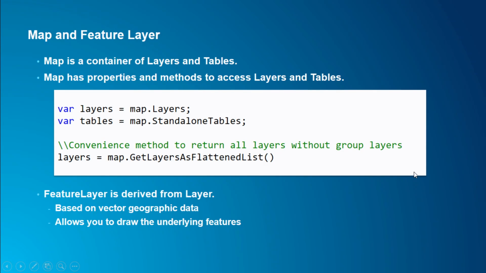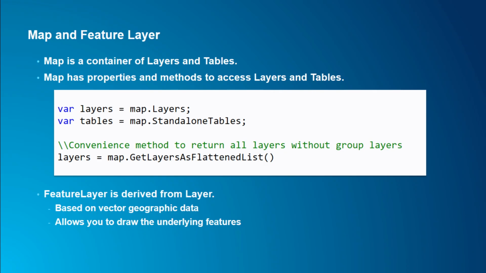Okay, so before I move on to the feature renderer section, I want to recap certain key concepts of the map and the feature layer. The map holds all your geographic data, and it's a container for your layers and your tables. If you want to access all the layers within your map, you call the layers property, and to access the tables within your map, you call the standalone tables property. And over here, I've also given you a code snippet of a convenient method, the get layers as flattened list. This returns all the layers in your map as a flat list, even the layers within your group layer.